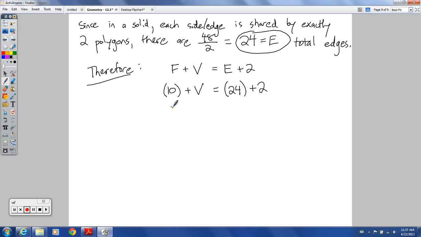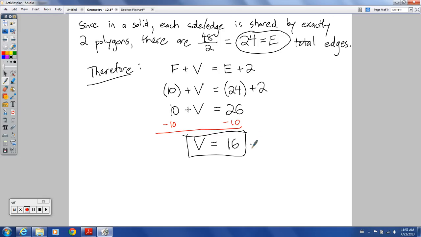So from here I've got 10 plus V equals 26. Let's use our different color for this final step here. Subtract 10 from both sides. And that leaves you with V equals 16. So you have 16 vertices for your value for V there.